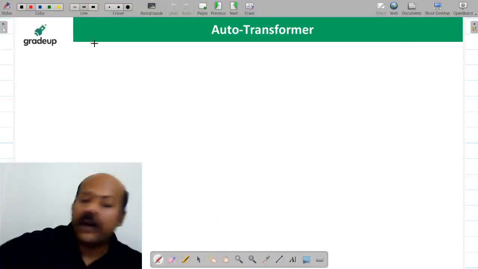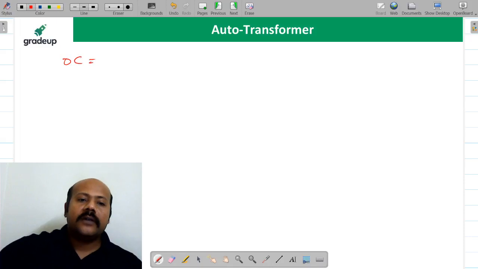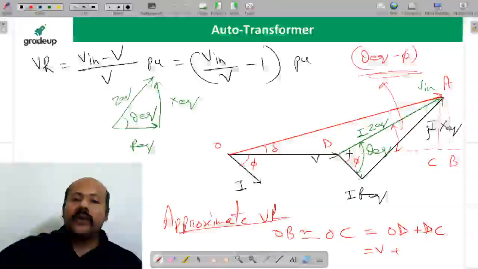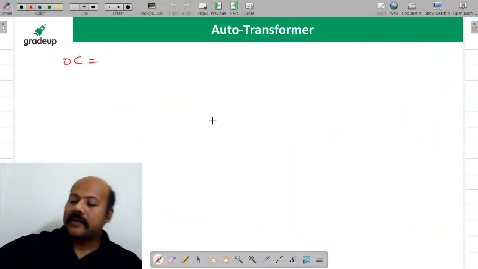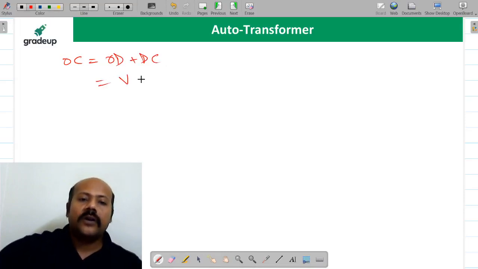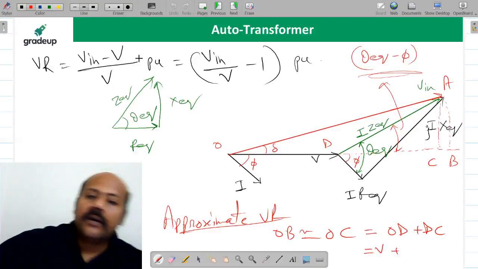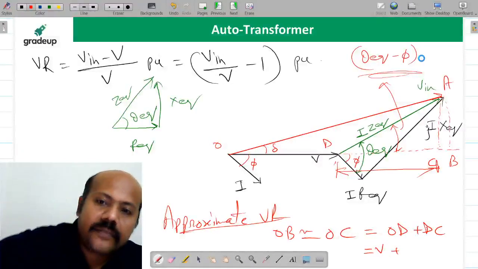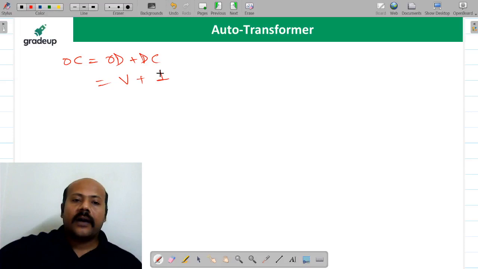So OC I am writing: OC is going to be OD plus DC. What is OD? OD is going to be V. What is DC? This distance, can you tell me? Yes, this is a right angle triangle, so you can have IZ equivalent cos of this angle. So this is going to be IZ equivalent cos of theta equivalent minus phi.